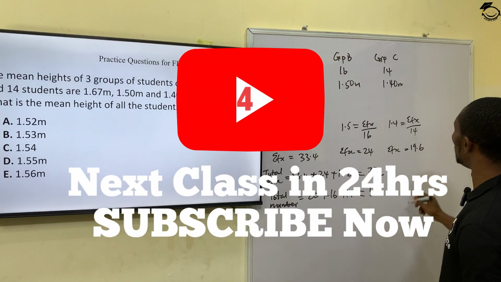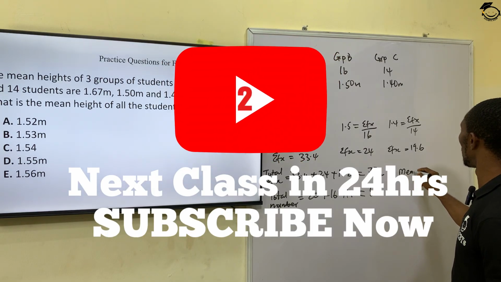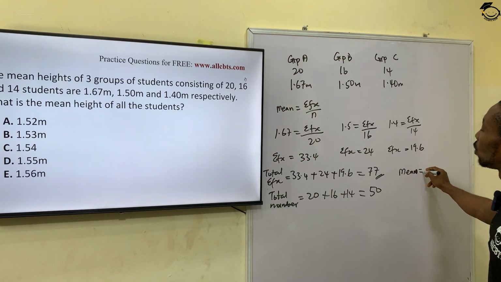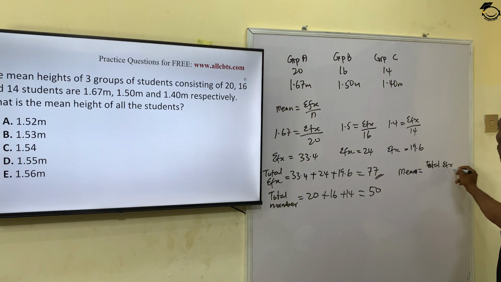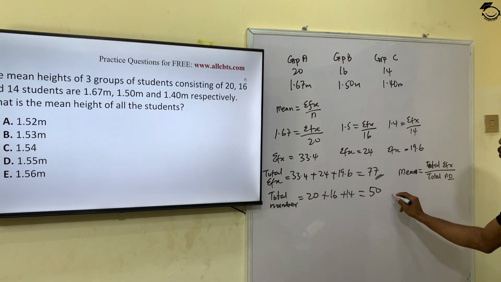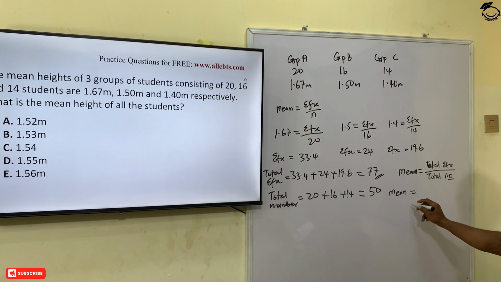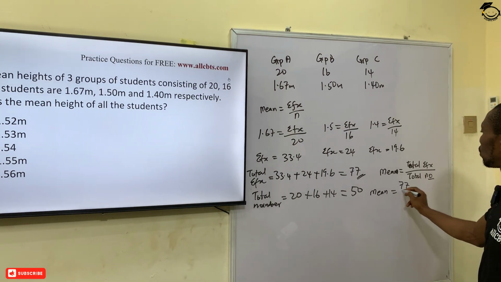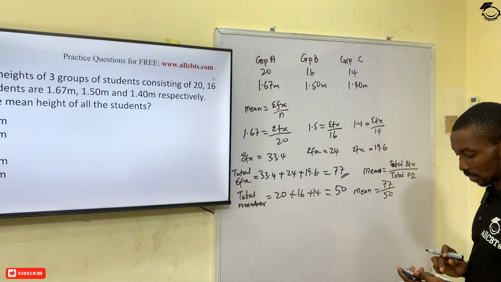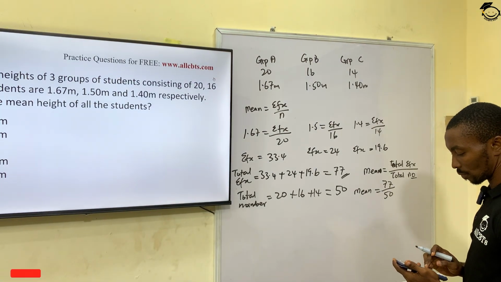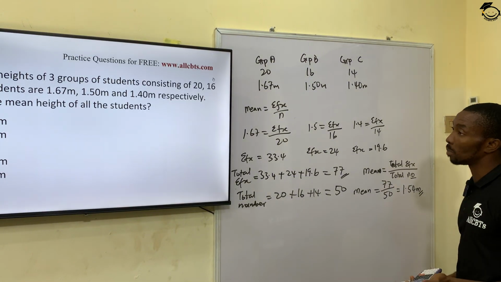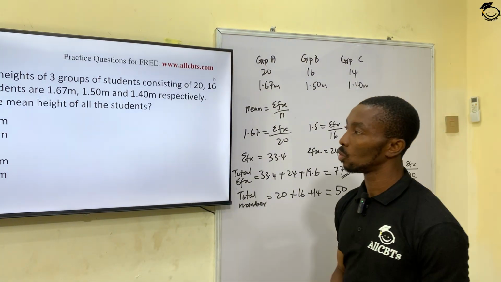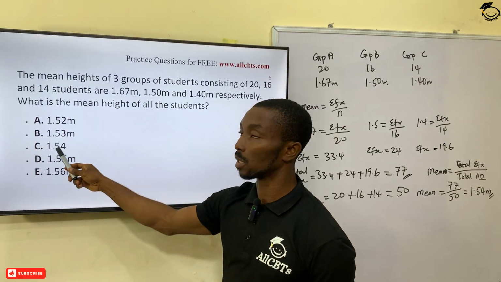So our mean will become total ΣfX over total number. All right, so our mean will become 77 over 50. 77 divided by 50 would give us 1.54 meters. So the mean height of all the students would be 1.54 meters.